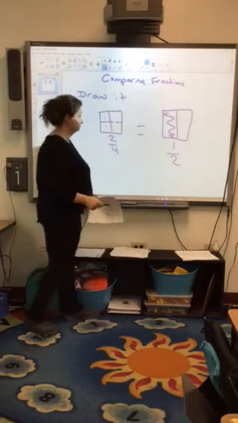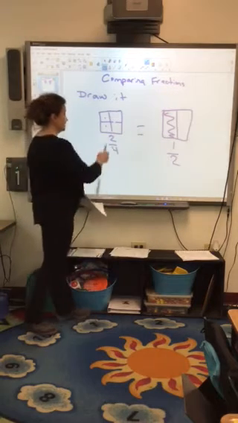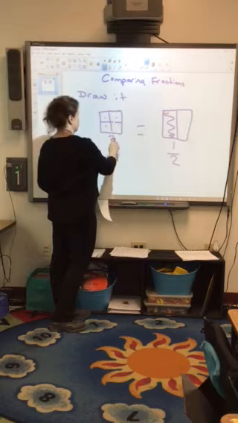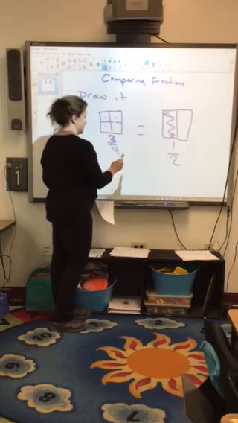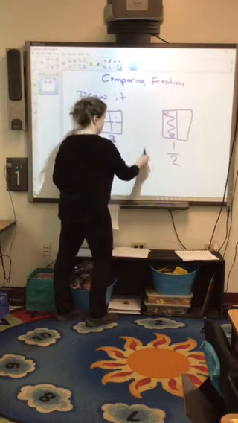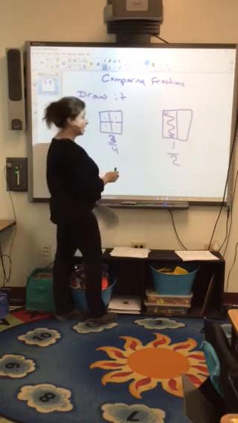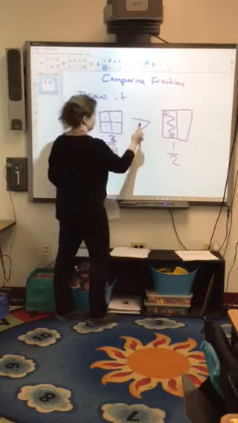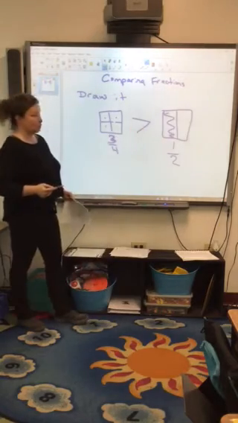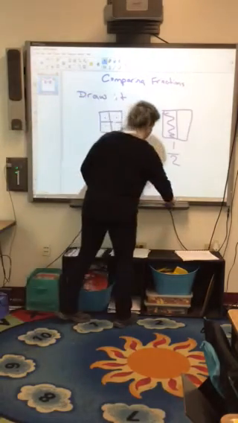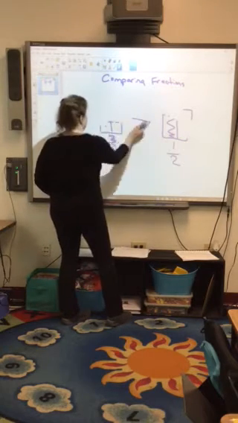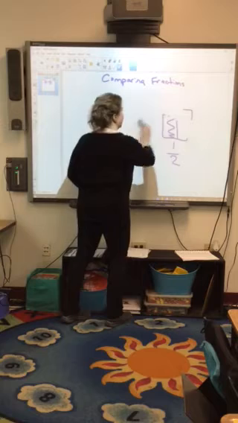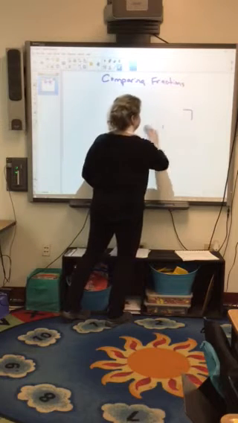and these are equal. Okay? If I did 3/4, I could see that 3/4 takes up more space than half by using a drawing, and 3/4 is greater than 1/2. So our first strategy is simply draw it out. When in doubt, draw it out.